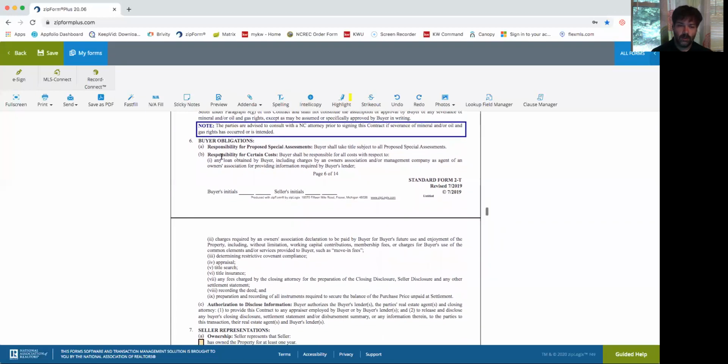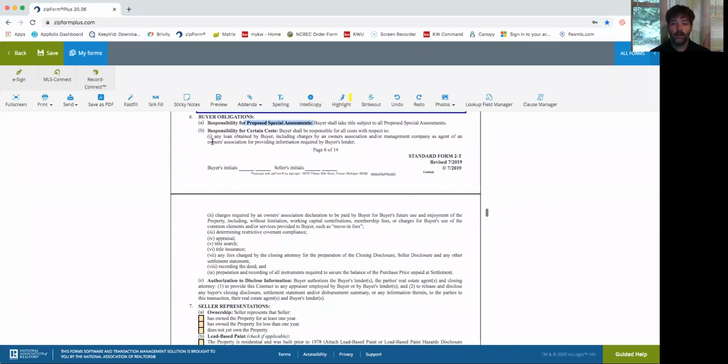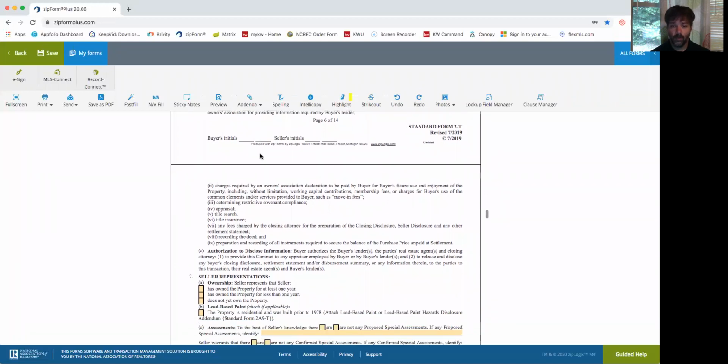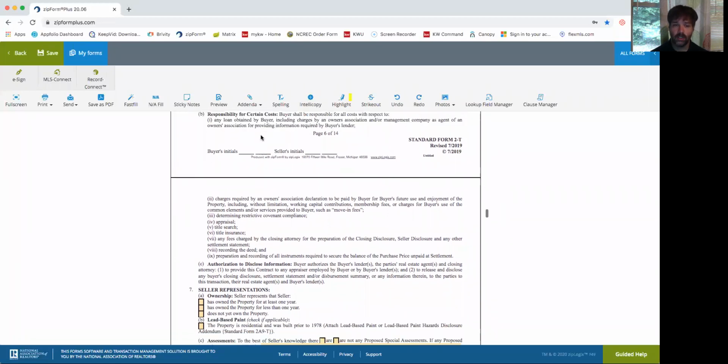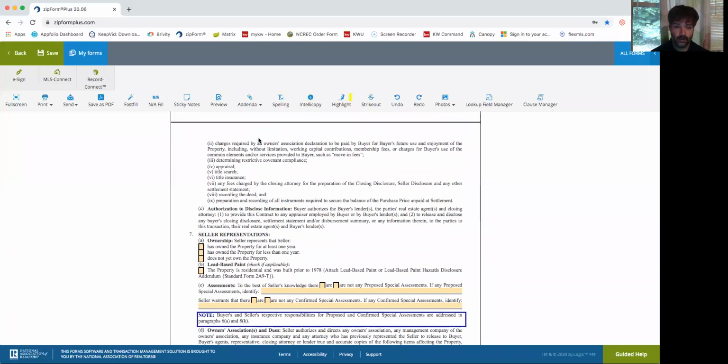Buyer's obligations, you're responsible for the proposed assessments, as I mentioned earlier. You also have some of your own closing costs that are going to be your responsibility, which includes maybe owner association expenses if your lender needs their financials, things like that.